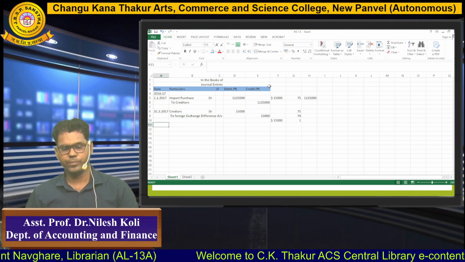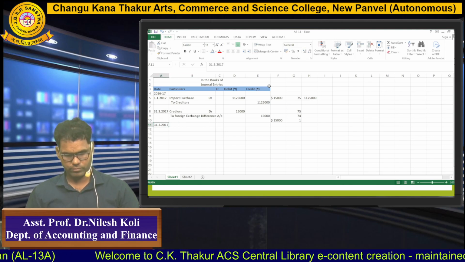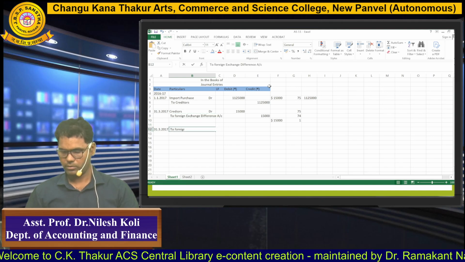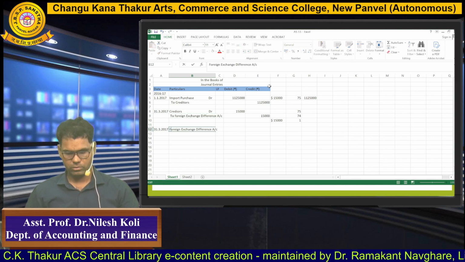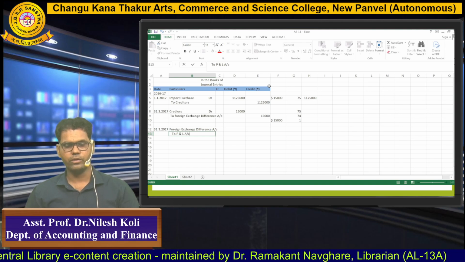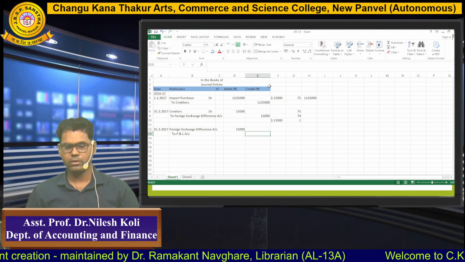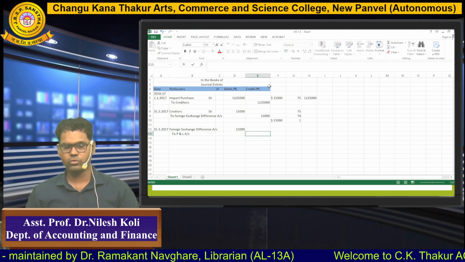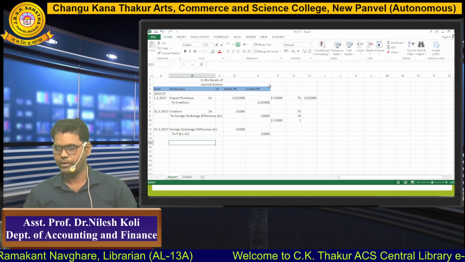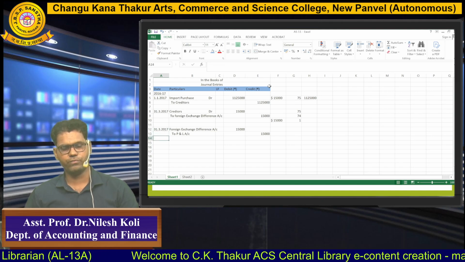Now there is a gain in the foreign exchange difference account which is credited. That will be transferred to the PL account. So on 31st March 2017 we will pass the entry: foreign exchange difference account debit to PL account. It means we are transferring the gain in the foreign exchange difference account to the PL account, as it is a nominal account. This is the journal entries for 2016-17, the first part.